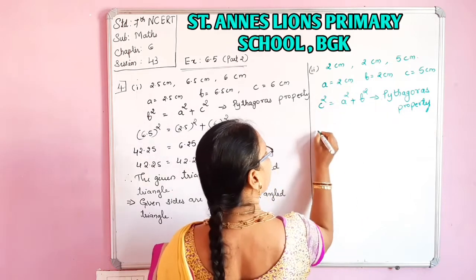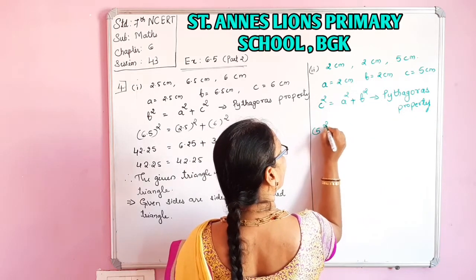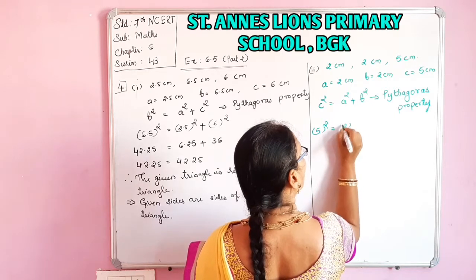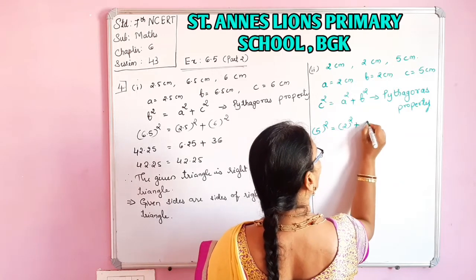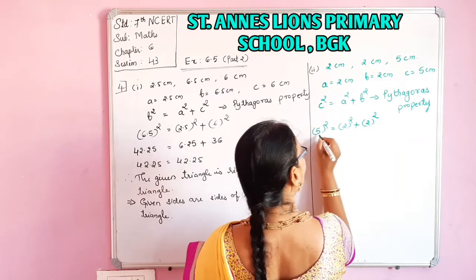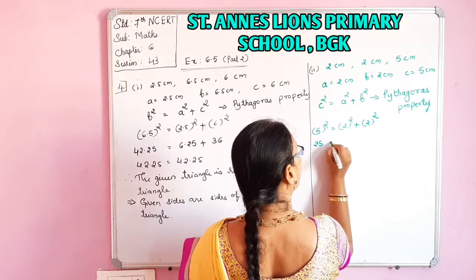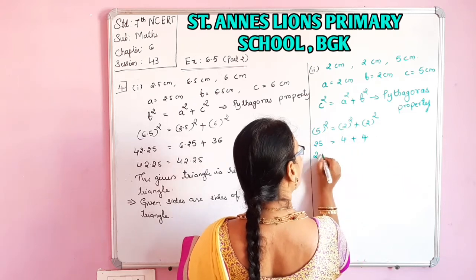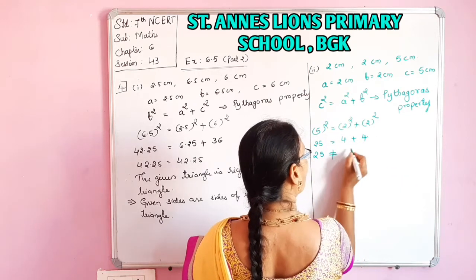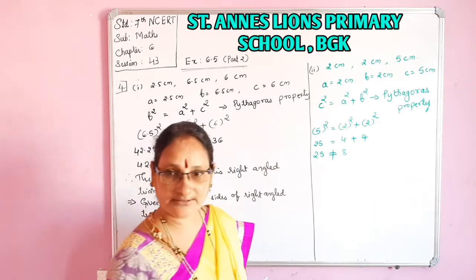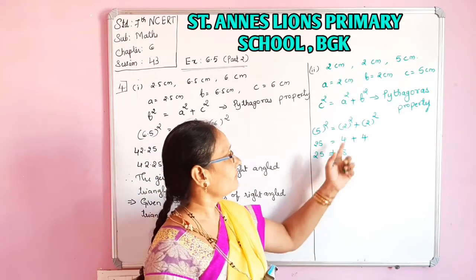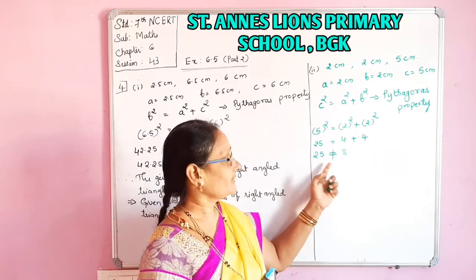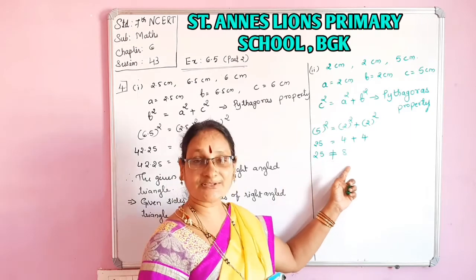Okay, what is C square here? 5 square. What is A square? 2 square. What is B square? That also is 2 square. See, 5 square is 25. 2 square is 4, and 2 square is 4. Okay, 4 plus 4 is 8. 25 is never equal to 8. You know it.